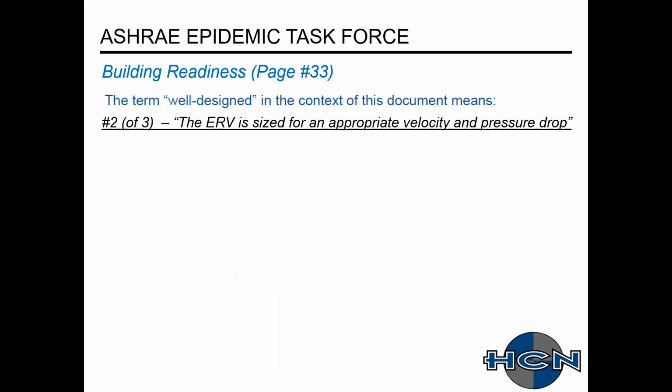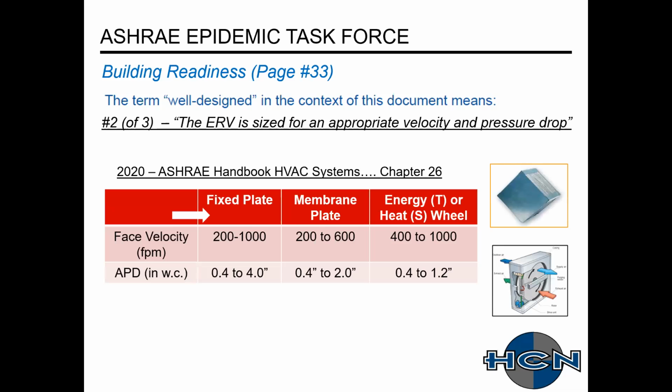Number 2 is that the ERV is sized for an appropriate velocity and pressure drop. From our ASHRAE handbook, I found they had a big chart of all the different items and pluses and minuses of each. I just picked out the face velocity as well as air pressure drop. I have the fixed plate, they have the membrane plate, which is the total one, and then they also have the energy wheels as well as the heat wheels, all right? So they have the various appropriate face velocities and the various appropriate air pressure drops.